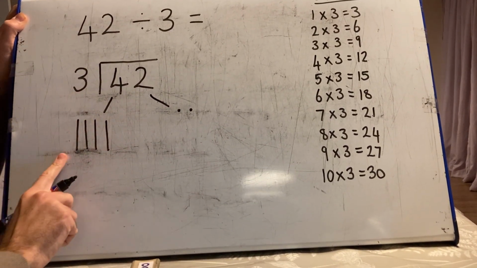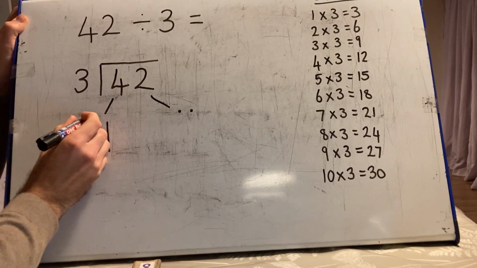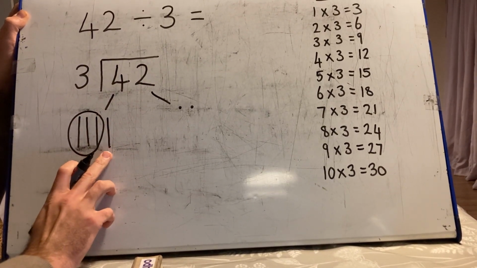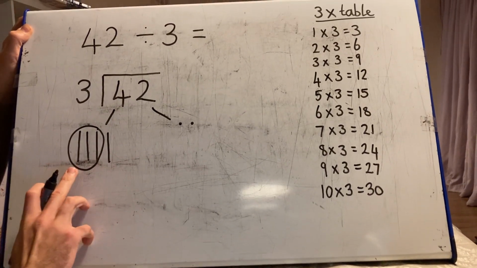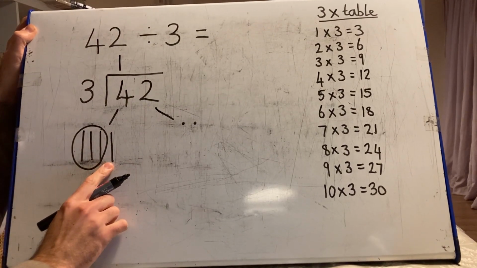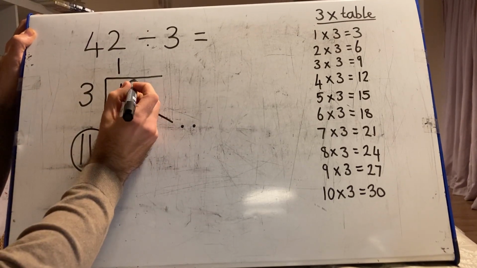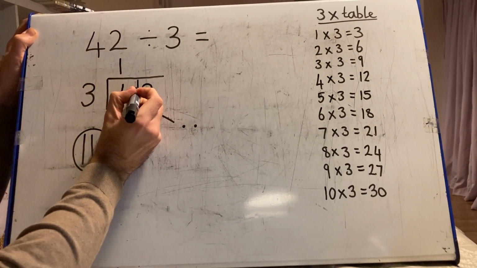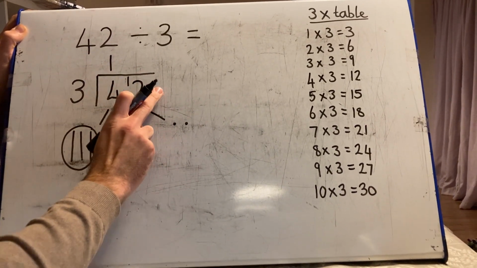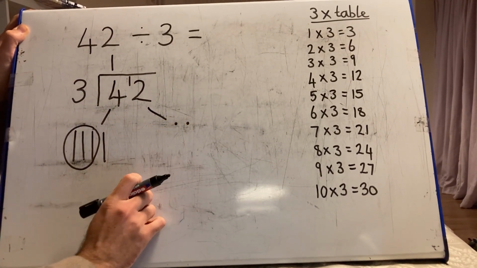Right then, so how many groups of 3 can I find in my 40? Let's have a look. I've got 1 group of 3. I've got 1 lot of 10 remaining this time. So I've got 3 here. I've got 1 group of 3, but I have 1 of these 10s remaining. This 10, I'm going to put just up here. So now you can see I've got to think about 12. So I've got this 1 10 and these 2. So I've got 12 now.